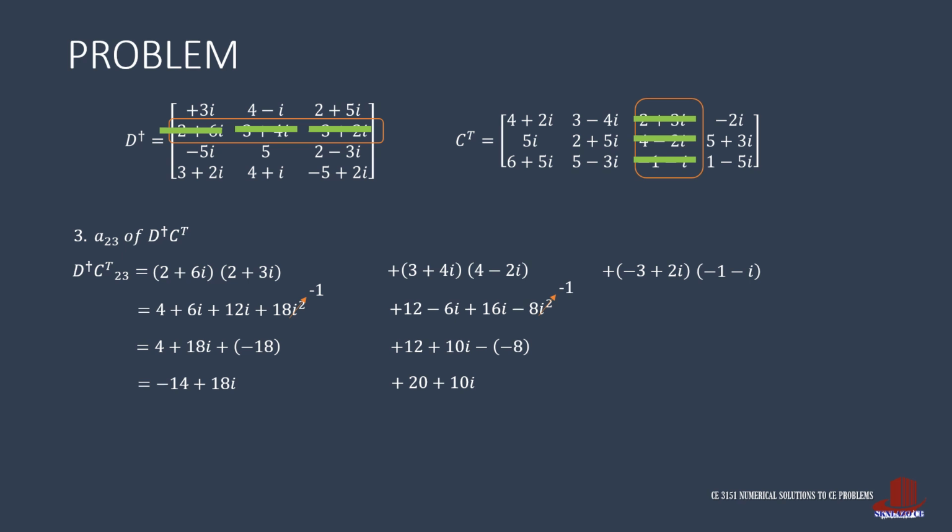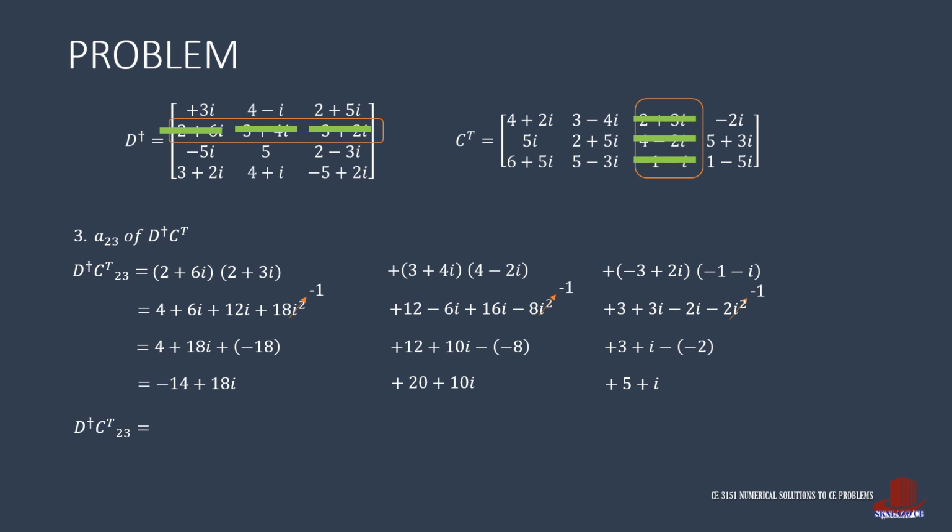The last pair also generates 3 from negative 3 times negative 1. There is also negative 3 times negative i, making positive 3i, with 2i times negative 1, which is negative 2i. Then, 2i times negative i is negative 2i squared. Again, i squared is negative 1. So the product becomes 3 plus i minus negative 2, or simply 5 plus i.